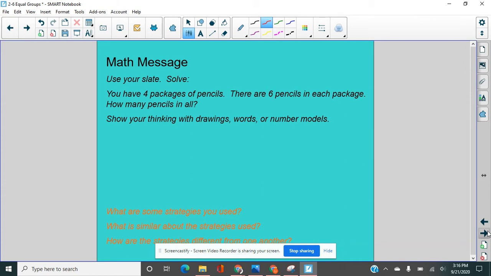So here's a problem that I want you to start with. I'll read this to you, and then you'll get a chance to work on it. It says you have 4 packages of pencils. There are 6 pencils in each package. How many pencils in all? So take a moment and you can use your notebook to decide what you think that should be.